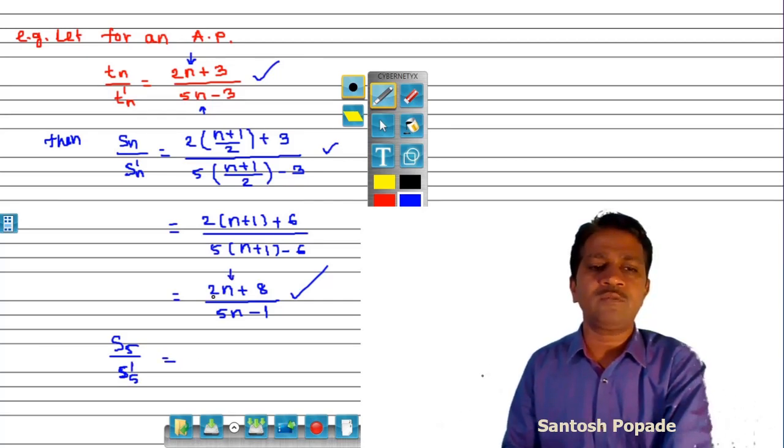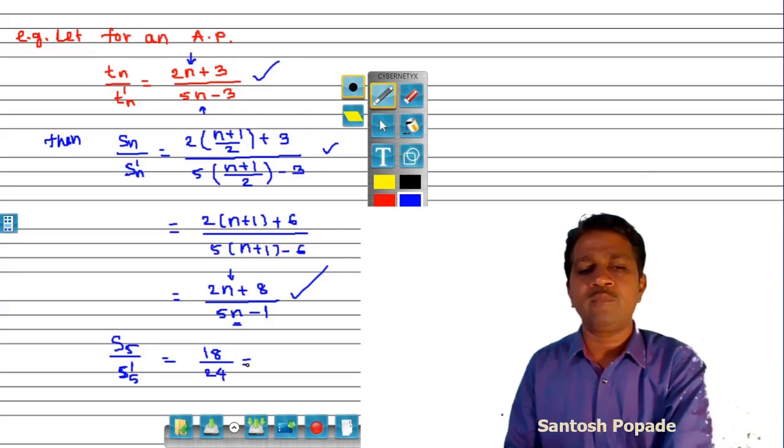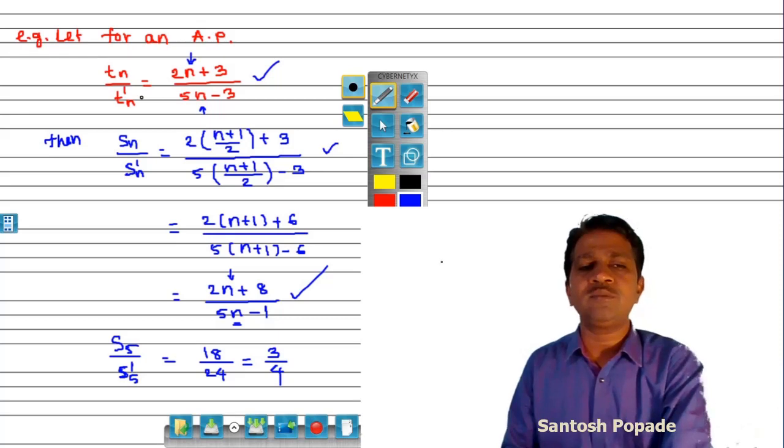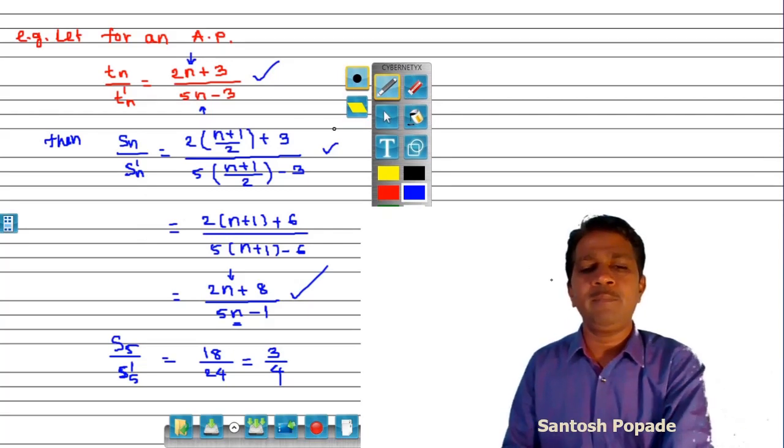If I put n equals 5, I'll get 2 into 5, 10 plus 8 is 18. And in the denominator also, if I put n equals 5, I will get 5 fives are 25 minus 1 is 24, and I will get the required ratio like this. So whenever we are given the ratio of nth terms of two APs, we can obtain the ratio of the sum of n terms by replacing n by (n+1)/2.